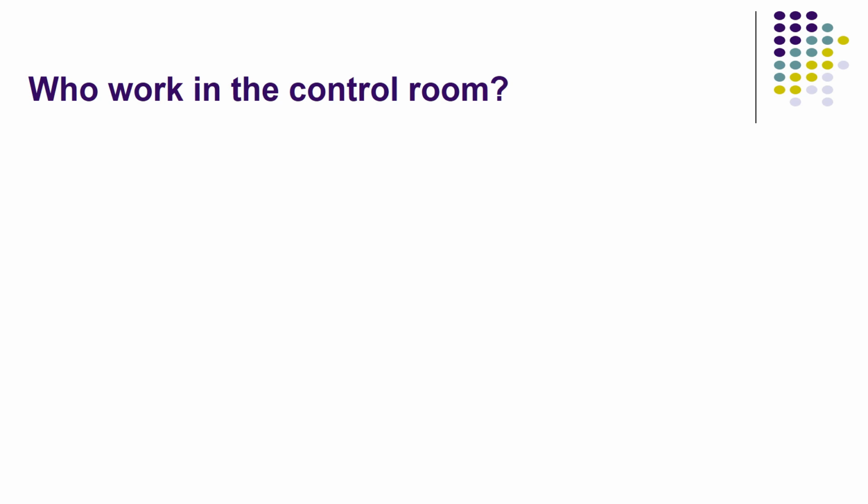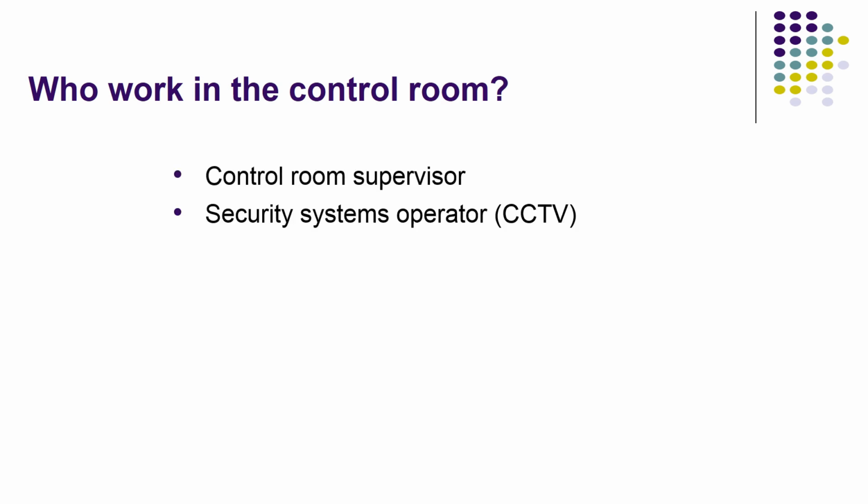There may be other parties involved in the control room operation: control room supervisor, security system operator or the CCTV operator, and communication operator. In the control room, there may be three persons involved: one control room supervisor, security system operator or CCTV operator, and the communication operator.